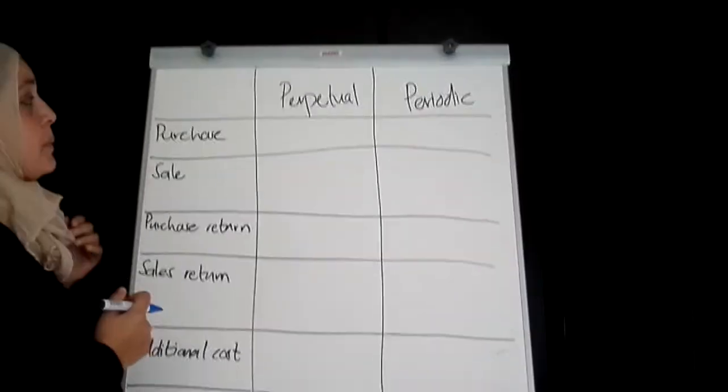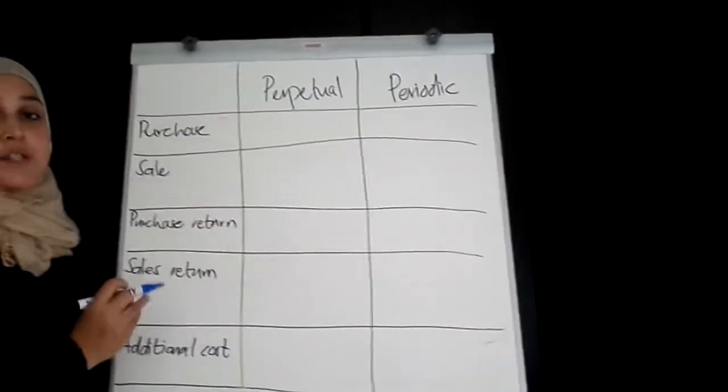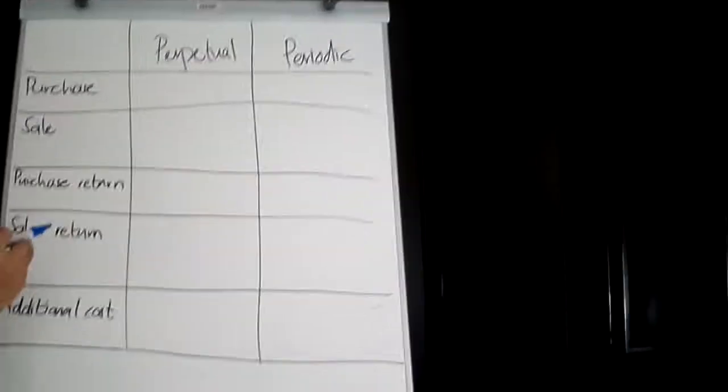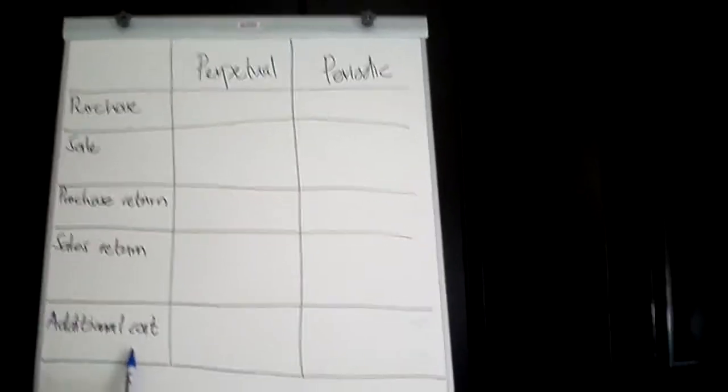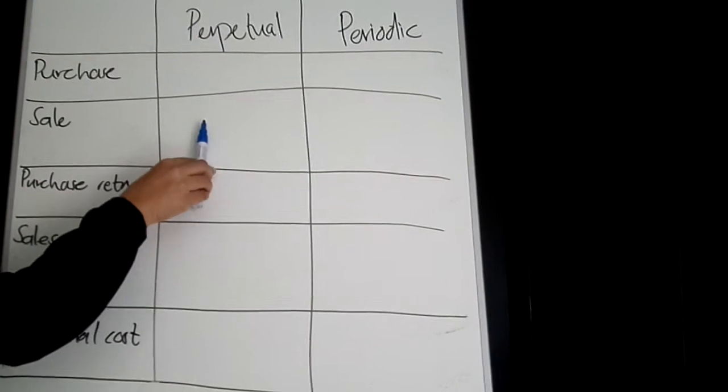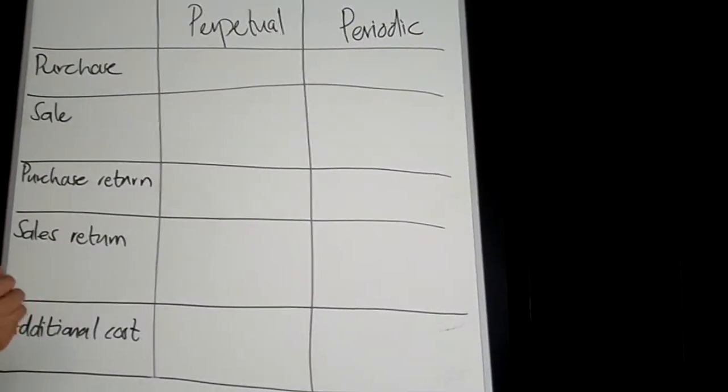Hi guys, the purpose of this video is to show you the differences in the journal entries on the perpetual and the periodic method. Okay, so I've written down 5 types of transactions which could occur in a question, and I'm going to show you the differences between the perpetual and the periodic method journal entries.